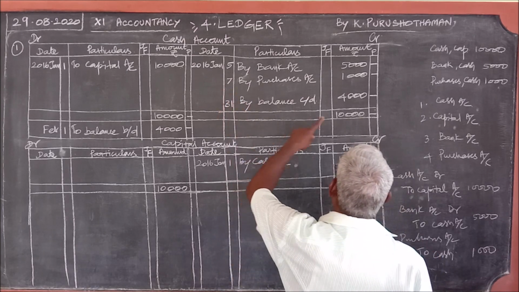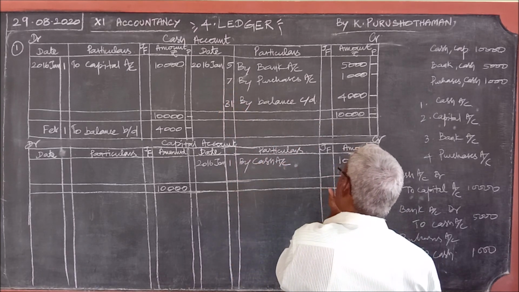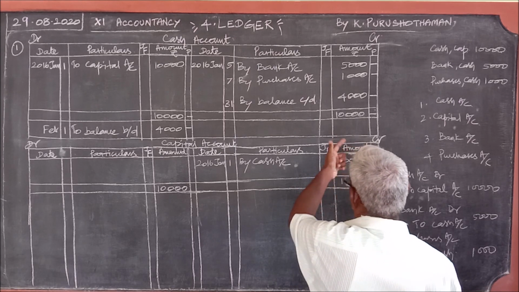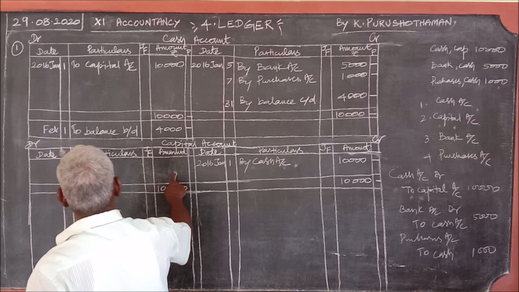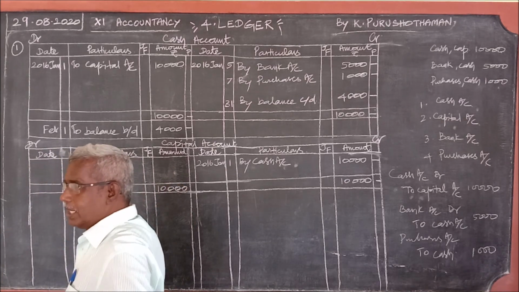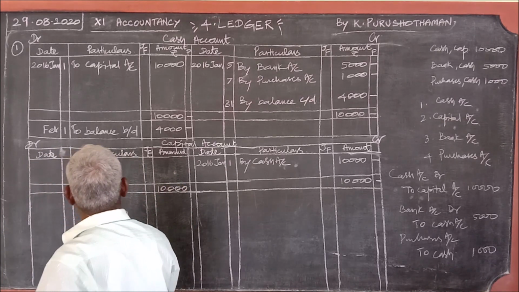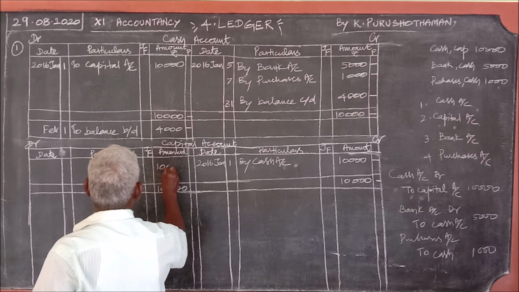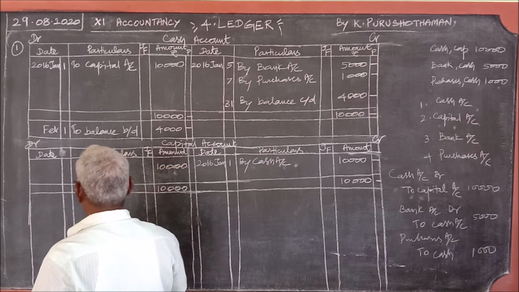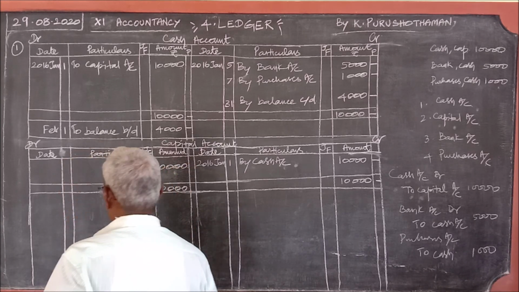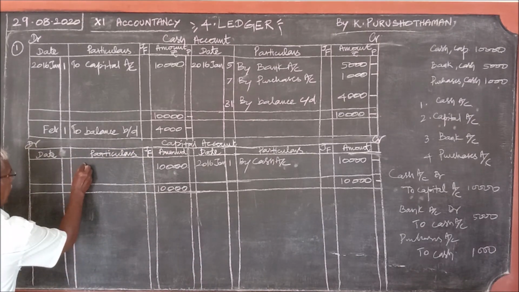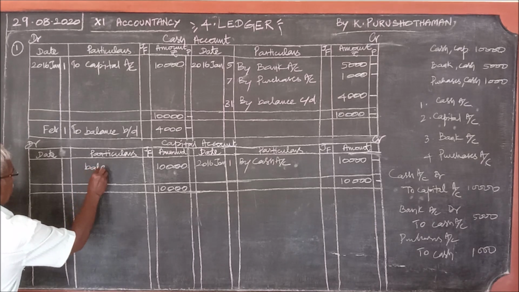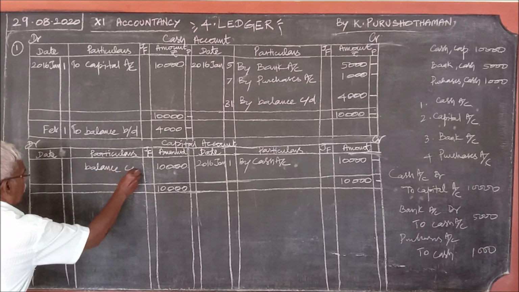Here 10,000, here 6,000, so 4,000 is missing on this credit side. Here this is 10,000, here 0. How much is missing? The entire 10,000 is missing. So you write the entire 10,000 as the missing amount. That is the balancing figure. Against the balancing figure, we should write balance carried down.